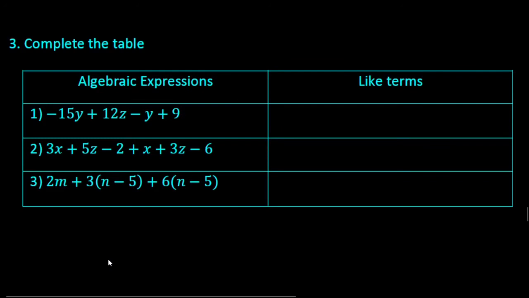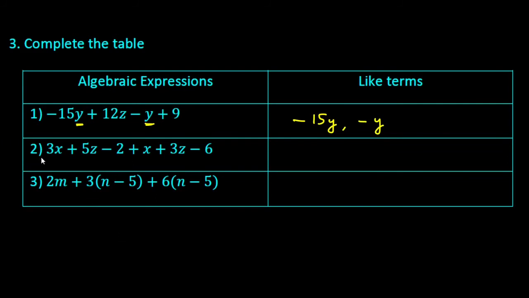This is the third question. We are given some algebraic expressions and we have to find the like terms. Here we have minus 15y plus 12z minus y plus 9. Here we have variable y, and here also we have variable y with the same exponent 1. So these two are like terms: minus 15y and minus y. These are the like terms in this algebraic expression.